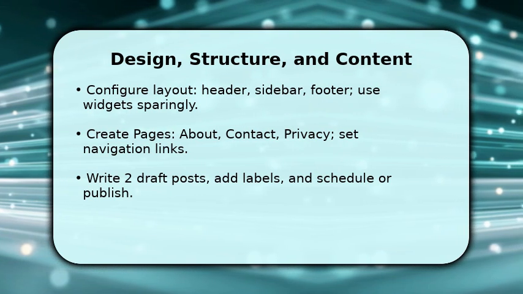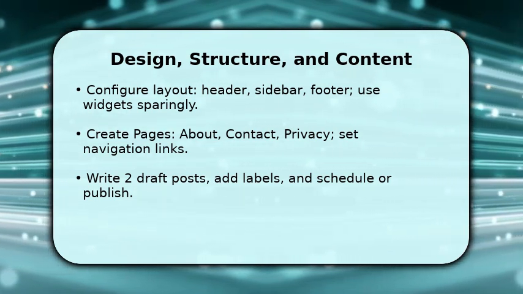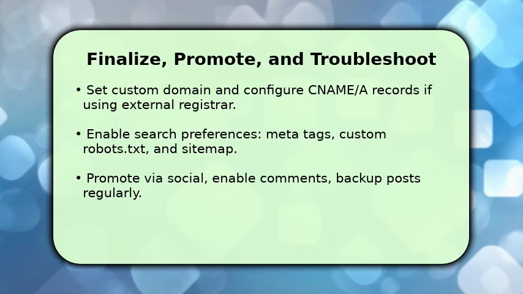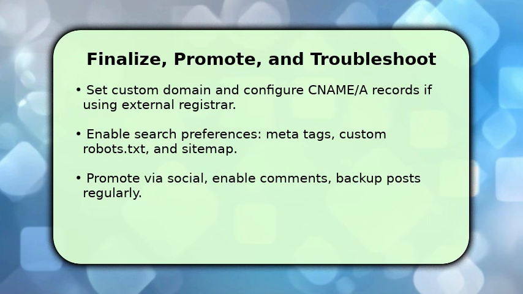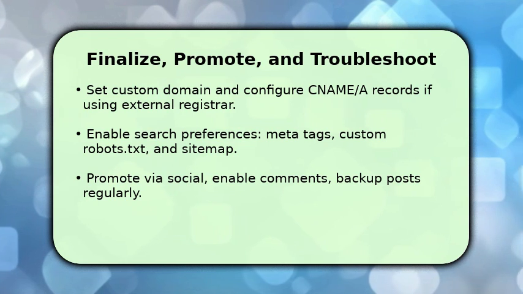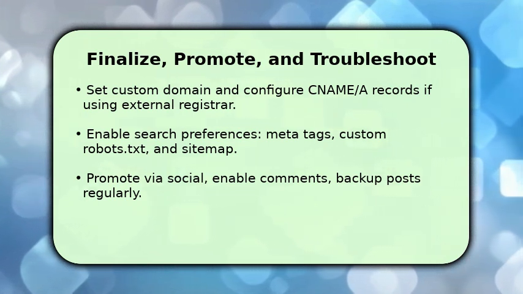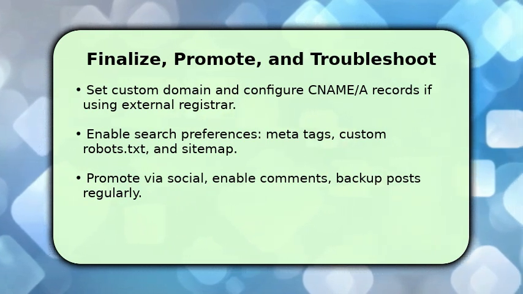You finish by connecting a custom domain if you have one. Update DNS with the provided CNAME and A records, then verify in Blogger. Propagation can take hours. Next, open search preferences to add meta description, custom robots, TXT, and enable a sitemap for indexing. Make sure comment settings match your moderation preference and link social accounts for promotion.